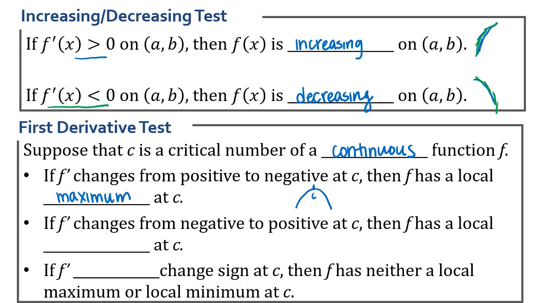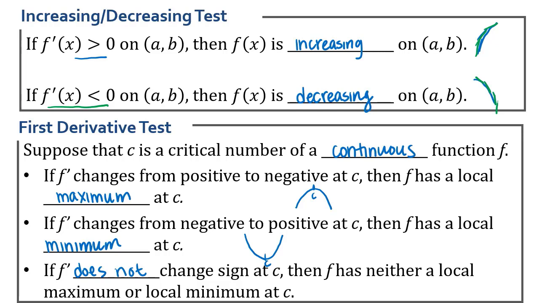Now, if we look at it the other way, if the derivative changes from negative, so the function is decreasing till you hit c, and then it becomes positive, so all of a sudden the function starts increasing, you can see that that creates a local minimum. And then finally, if the first derivative does not change signs, then we would say that f has neither a local maximum nor a minimum value.